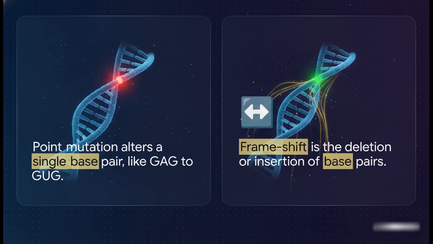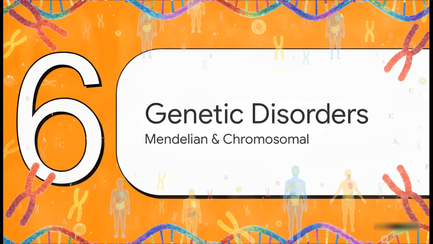Crazy, right? Then you have frameshift mutations. This happens when base pairs are either deleted or inserted. Because DNA is read in sets of 3 called triplets, inserting or deleting even a single base shifts the entire reading frame down the line. It totally scrambles every single piece of genetic information that comes after it. And finally, Section 6. Mendelian and Chromosomal Disorders.